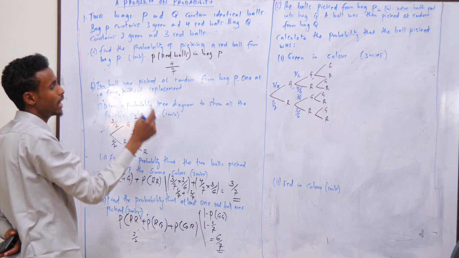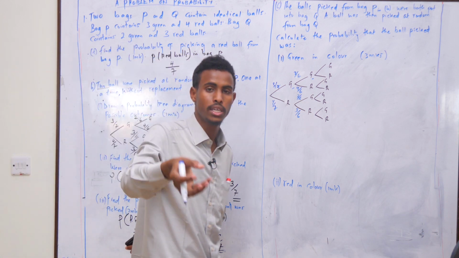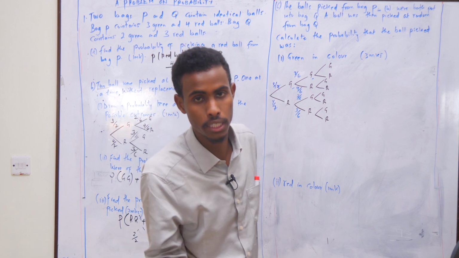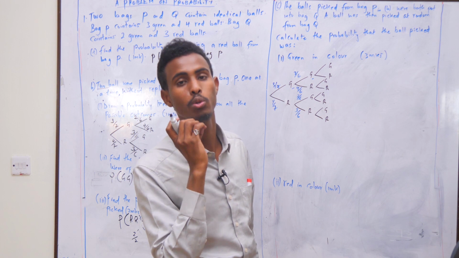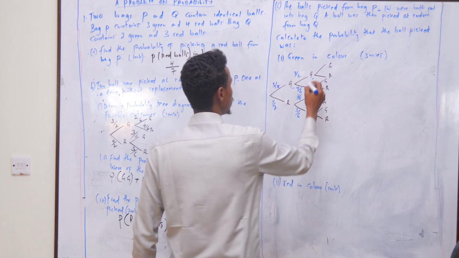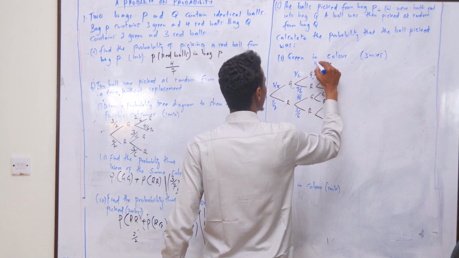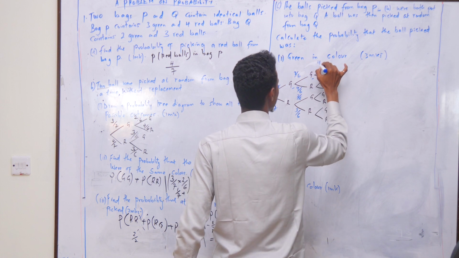2 green balls. And now that we picked 2 green balls from bag P and we put them into bag Q, how many green balls are we having in bag Q? It will be 2 plus 2, 4. Good. Now we're having 4 green balls.